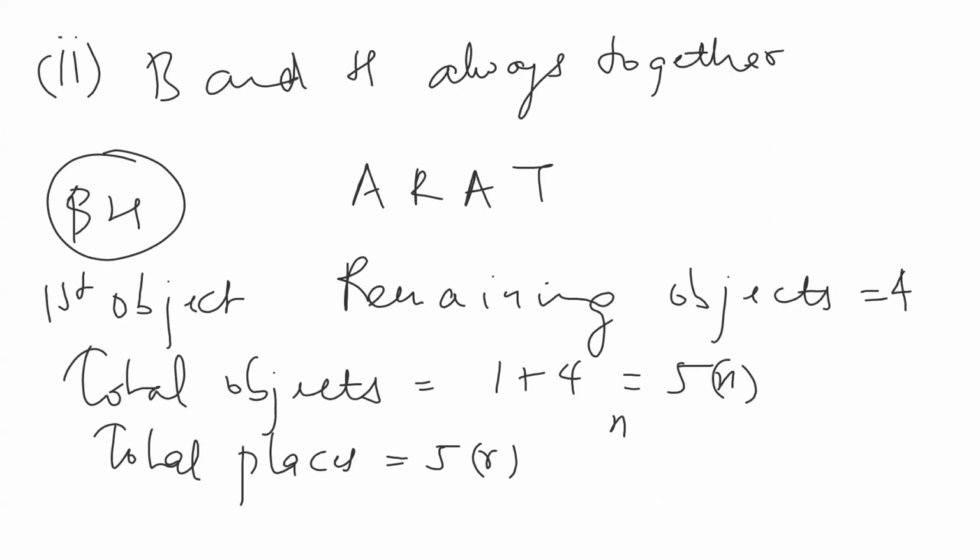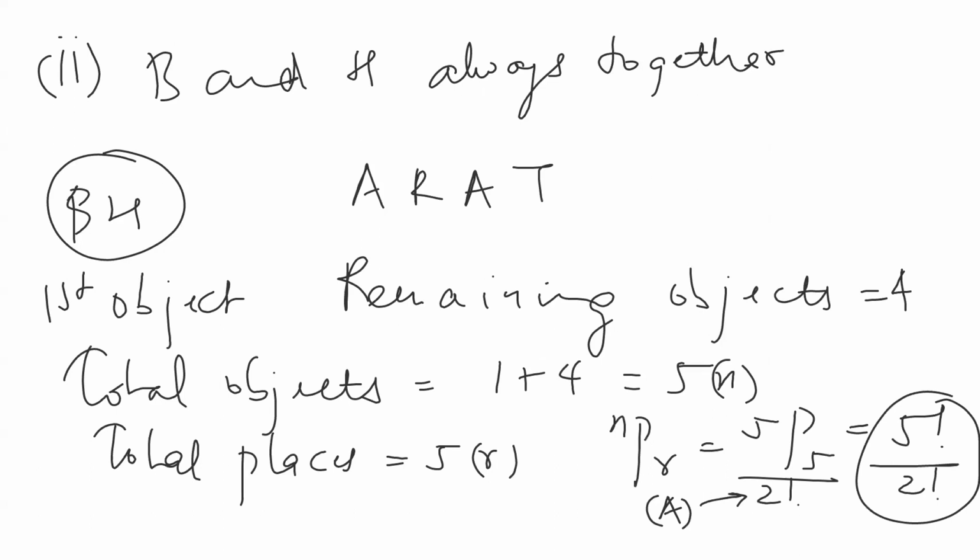Yeah, sure. Basically they are asking B and H are never together. But instead of solving for never together, initially I am considering B and H are always together. So these two objects are considered as one object. The remaining objects are A, R, A, T. The remaining number of objects are 4, so the total number of objects are 5.